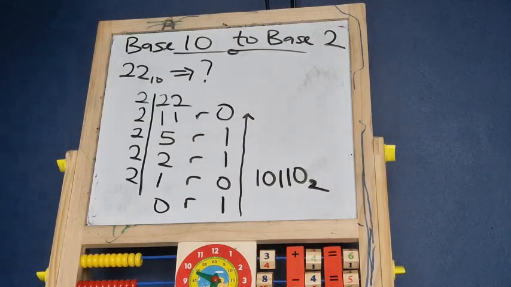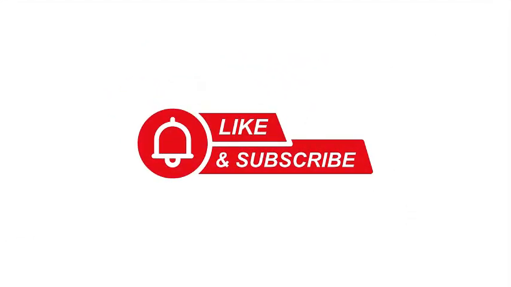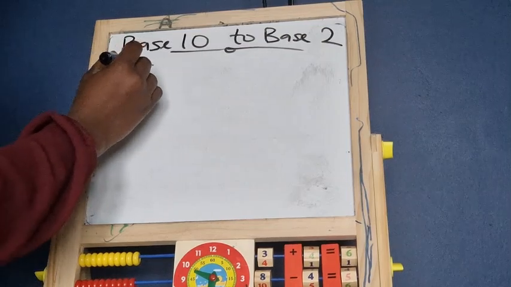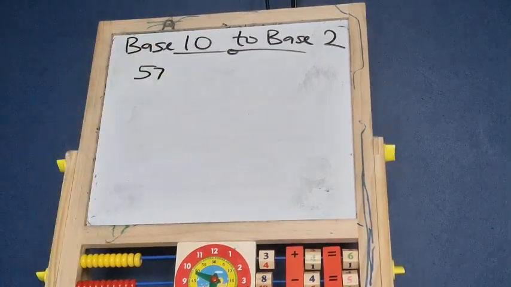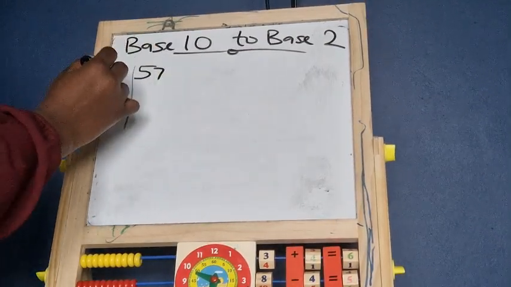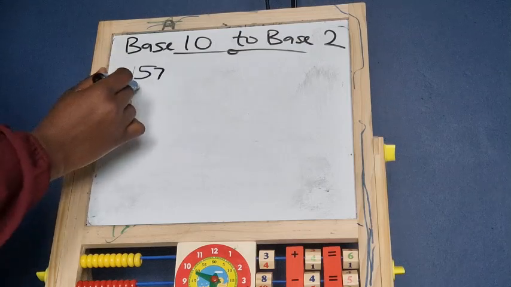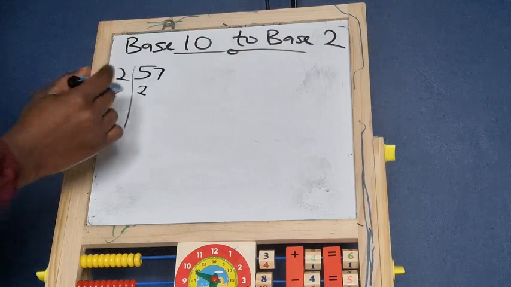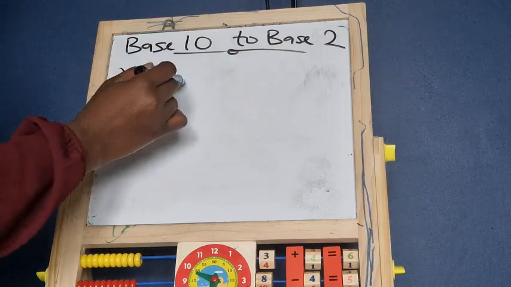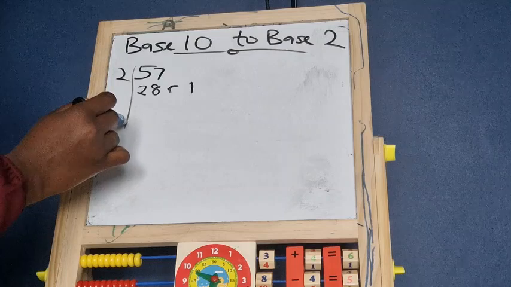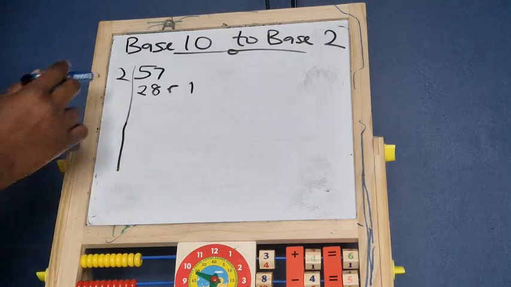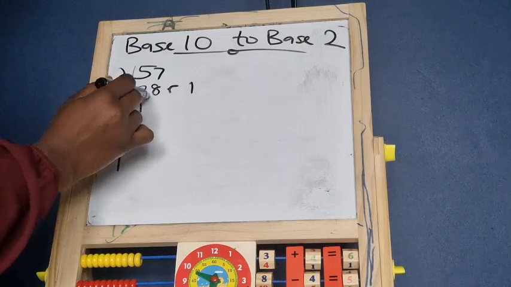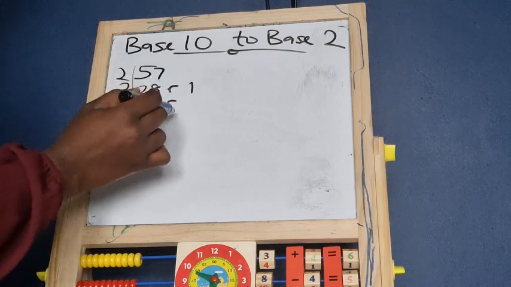Now let's solve one more. Let's convert 57 to base 2. So we divide by 2. 2 would go in 5 2 times, remainder 1. If you put the 1 here, that would make it 17. 2 would go in 17 8 times, remainder 1. This is why you have to know your multiplication table. 2 would go in 2 1, 2 in 8 4, remainder what?